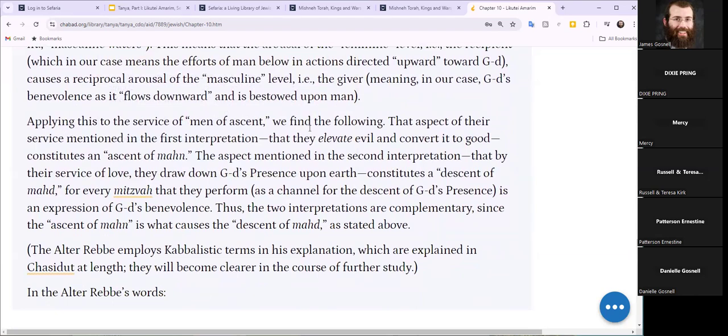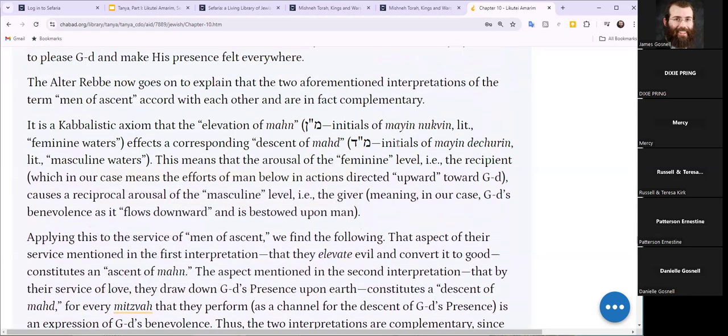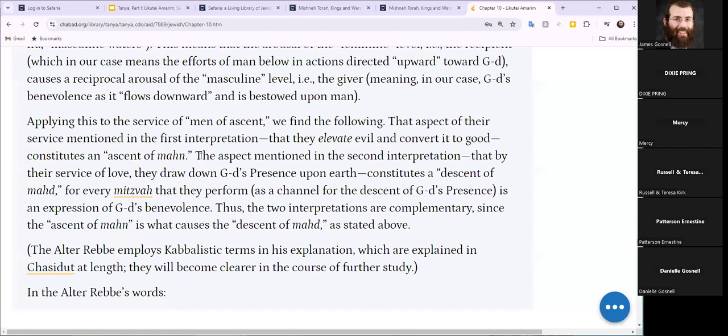Applying this to the service of men of ascent. So these are special men that there's not many of them, it sounds like. That aspect of their service mentioned in the first interpretation, that they elevate evil and convert it to good, constitutes an ascent of MaN. The aspect mentioned in the second interpretation, that by their service of love they draw down God's presence upon earth, constitutes a descent of MaD.